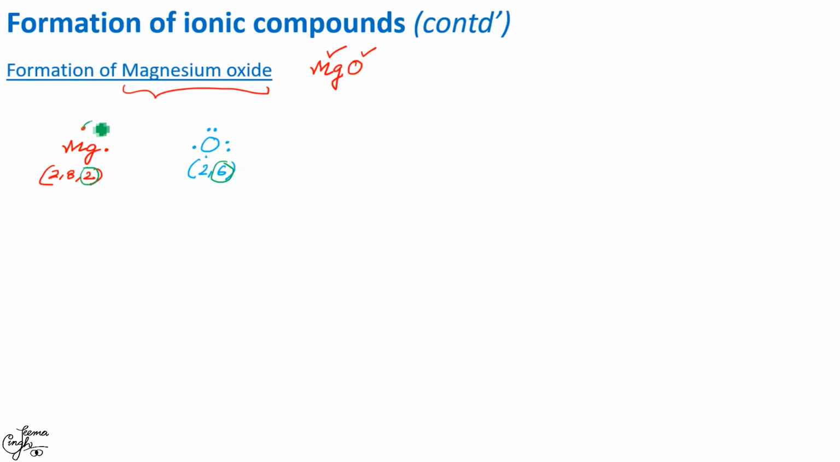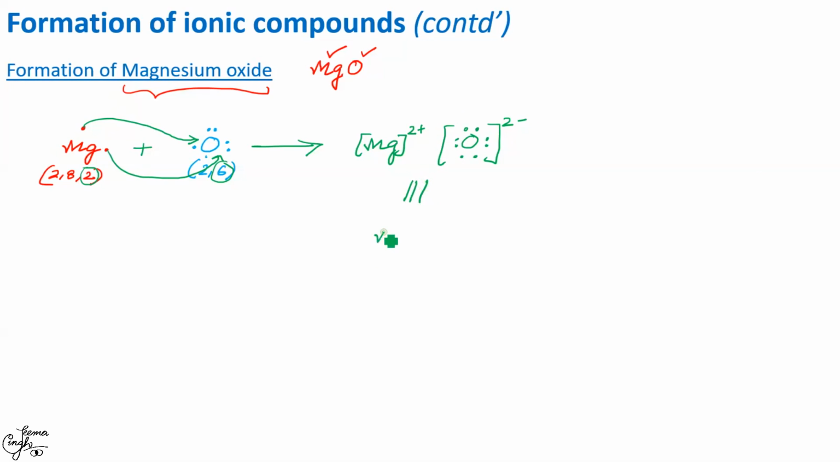So magnesium donates its 2 electrons to oxygen, which readily accepts. Once magnesium donates electrons and oxygen accepts electrons, you will have Mg with 2 positive charge because it has lost 2 electrons, and oxygen has gained 2 electrons and therefore will have 2 negative charge. Now opposite charges are going to attract each other, they are going to come together by electrostatic force of attraction, and thus you have magnesium oxide as the ionic compound formed.